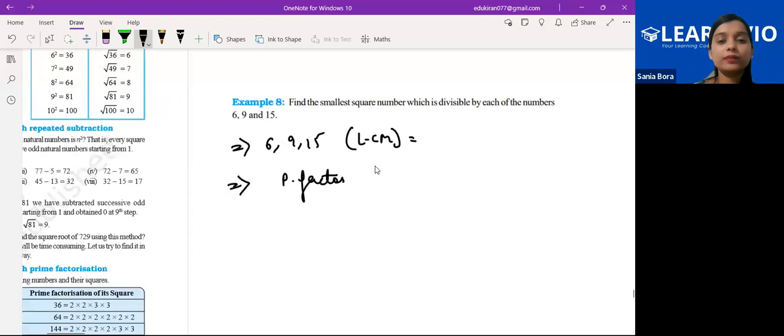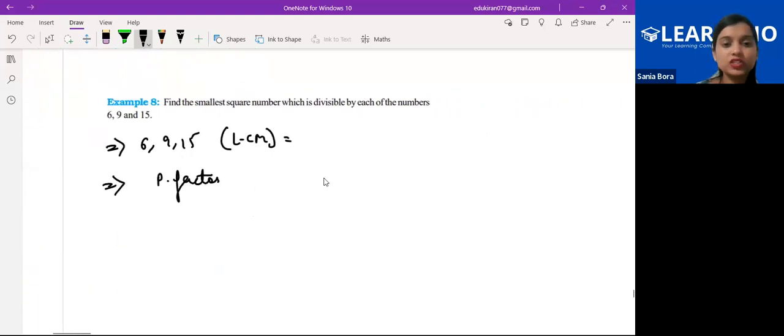Similarly, in this scenario also, if after doing prime factorization you have all the pairs, then it is fine. But in case some numbers don't have any pair, you will multiply by that number and then do the prime factorization after that. Clear? After getting that, you will get one number. Over here, you don't need to do prime factorization. That number would be the smallest number which is divisible by each number 6, 9, and 15. Clear?